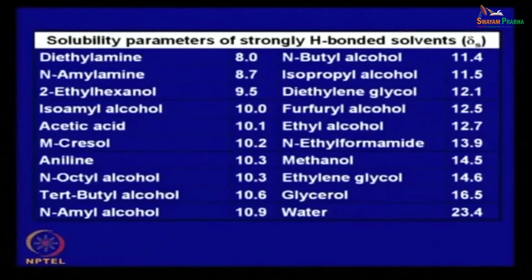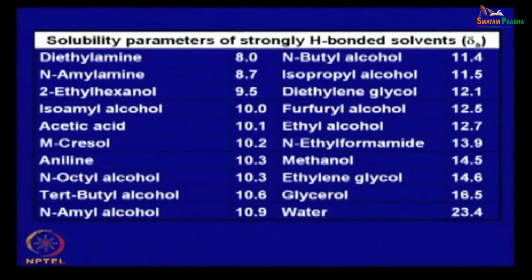Earlier I told you a statement that like dissolves like. That means, if the chemical nature of the two components, say solute and the solvent, are close, then they can be miscible and one can act as the solvent for the other. That can be calculated, or from the molecular point of view, from the chemical nature point of view, one can see it in terms of cohesive energy density or solubility parameter values.